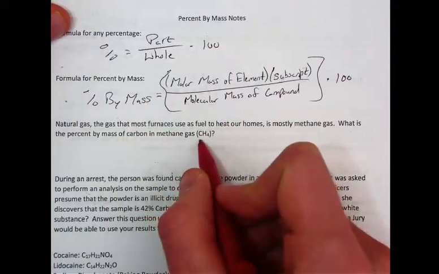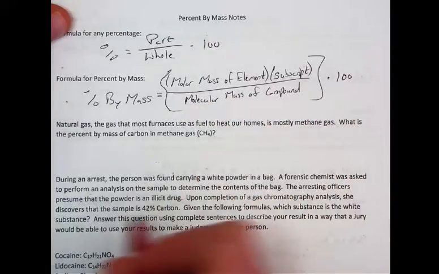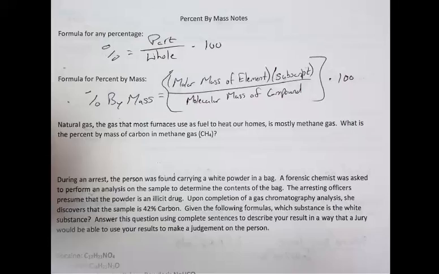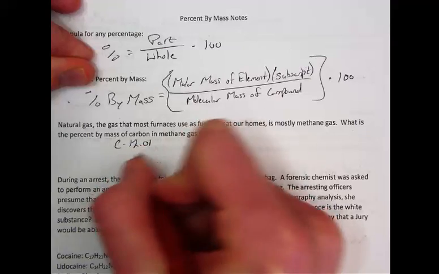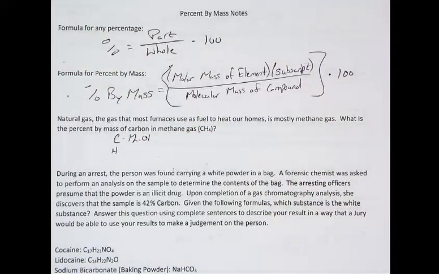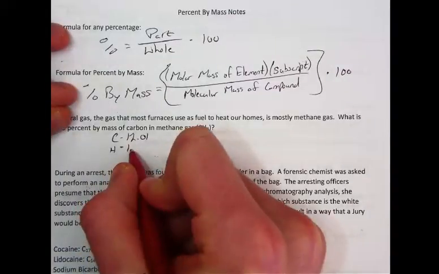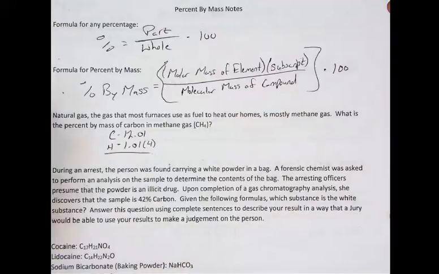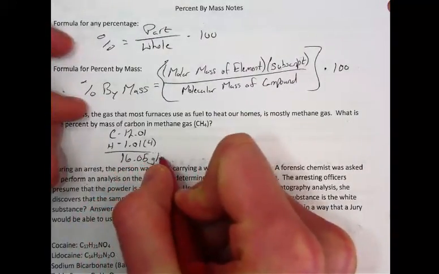Now again, remember, our part is carbon, our whole is methane gas. So we're going to determine the molar mass of our element, which is carbon. If we take a peek at carbon right here, we see that it has a molar mass of 12.01. So we're going to write that down off to the side, 12.01. Hydrogen has a molar mass of 1.01, except we have 4 of those, so we need to account for all those. 12.01 plus 4.04 equals 16.05 grams per mole.